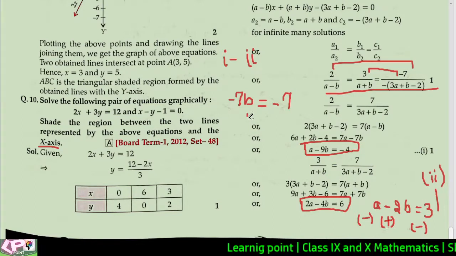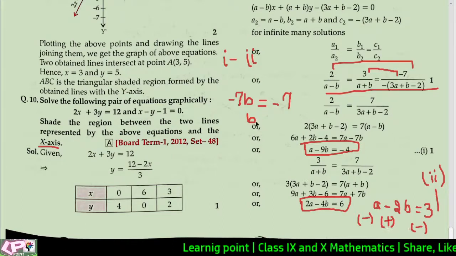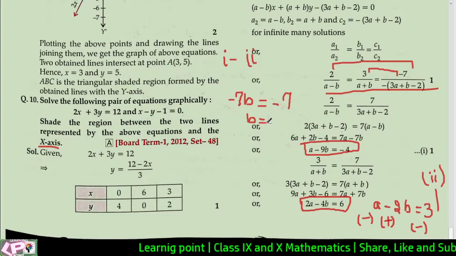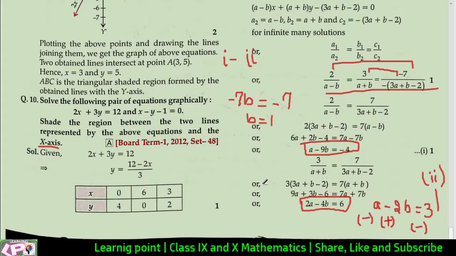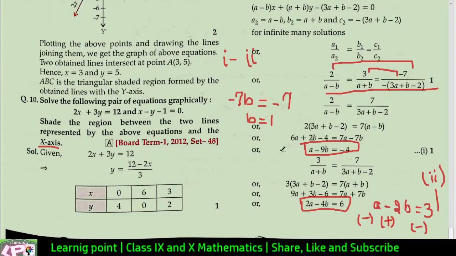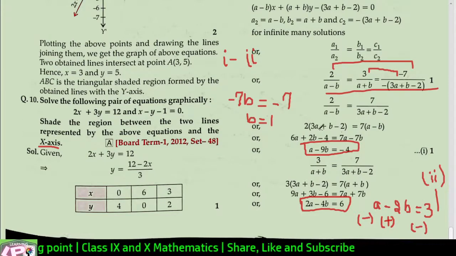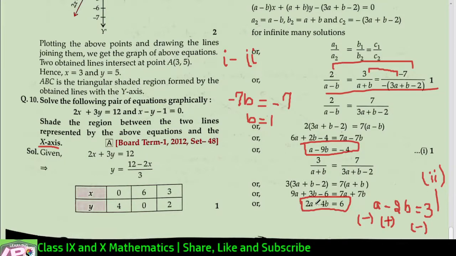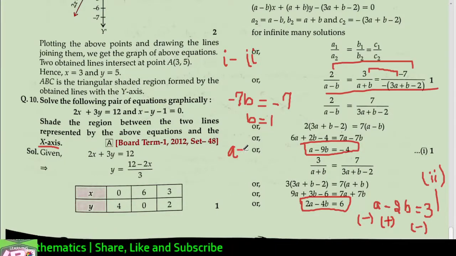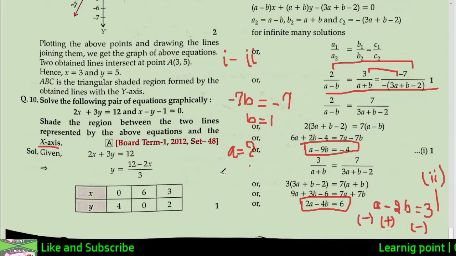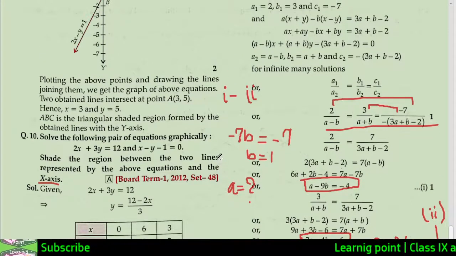Therefore b will become what? You can cancel minus 7 on both sides, b will become 1. Then how to find out the value of a? If you substitute the value of b here, or here, you will get the value of a, and it is an exercise for you: try to find out what is the value of a. Okay, so now this completes the graphical method.